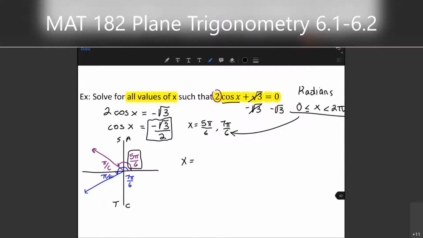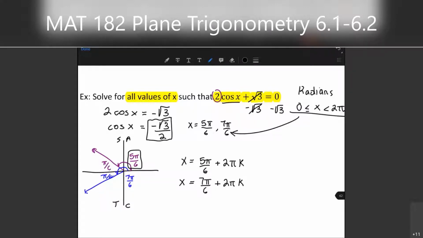Would that be 5 pi over 6 plus 2 pi k? Yep, plus 2 pi k. That's exactly right. And then how could I write the second portion of that solution? It would be 7 pi over 6 plus 2 pi k. Excellent. Yep, 7 pi over 6 plus 2 pi k.